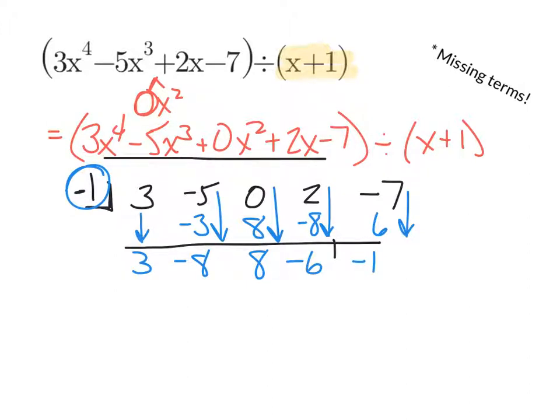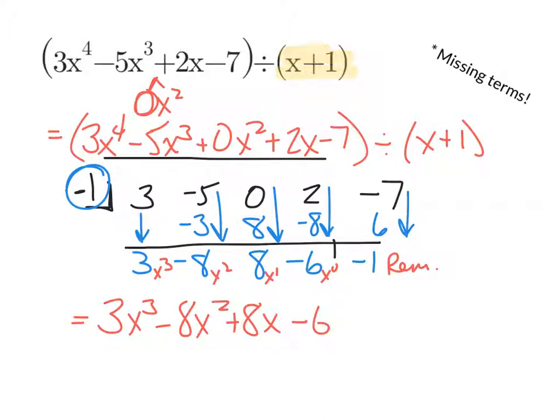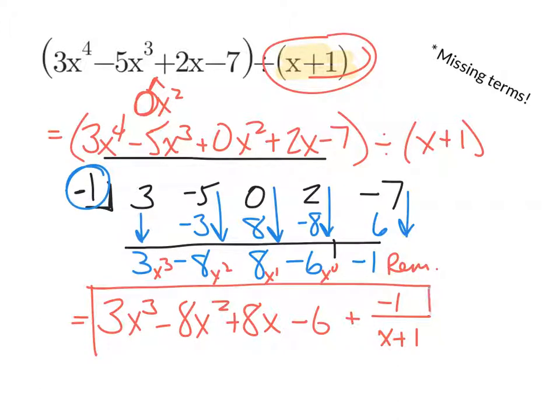So, my answer from this division, this time I do have a remainder. Then x to the 0, x to the first, x to the second, and x to the third. So the answer will be 3x to the third minus 8x squared plus 8x minus 6. And how are we going to deal with that remainder? Well, similar to how you deal with a remainder in a long division problem of numbers, we would take that remainder and put it over our divisor. And that's what we're going to do here as well. I'm going to add the remainder as a fraction, 1 over x plus 1. The same x plus 1 that we're dividing by here. And that will be our solution.